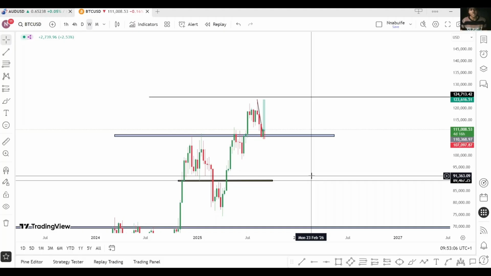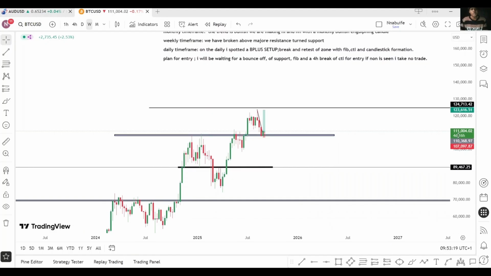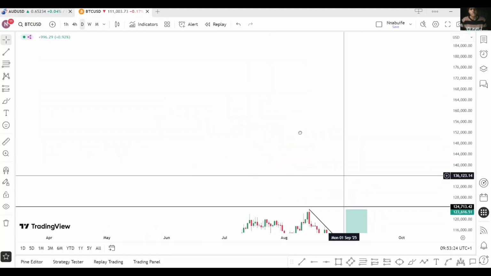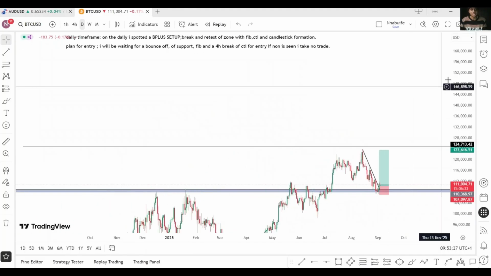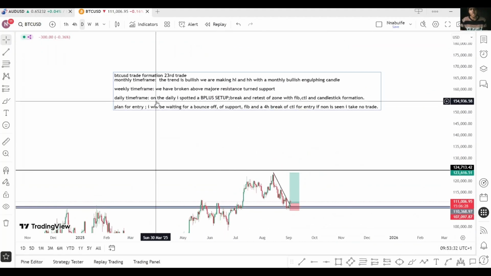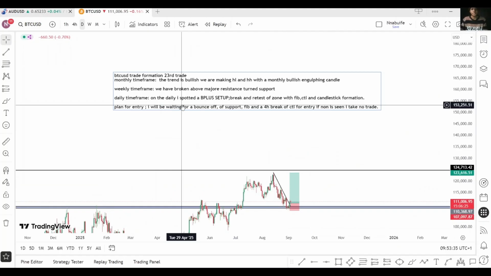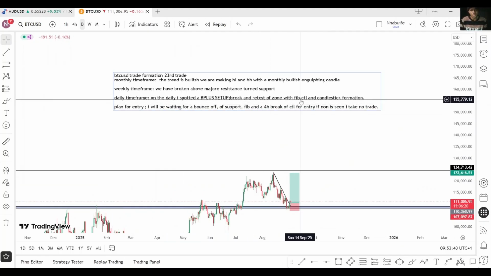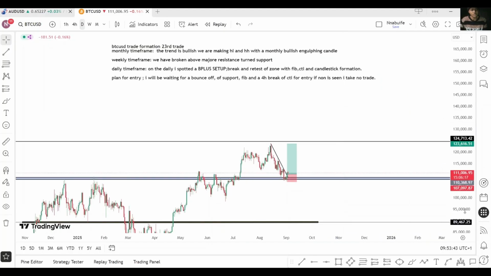So I'm building my bias. Monthly time frame, higher highs, higher lows. Weekly time frame, we've broken major resistance, turned support to push price to the upside. Now, daily time frame. This is actually a setup of mine. All my setups, I grade them A plus, B plus, C plus. On the daily time frame, I spotted a B plus setup, a break and retest of a zone with Fibonacci, CTL, and candlestick formation.